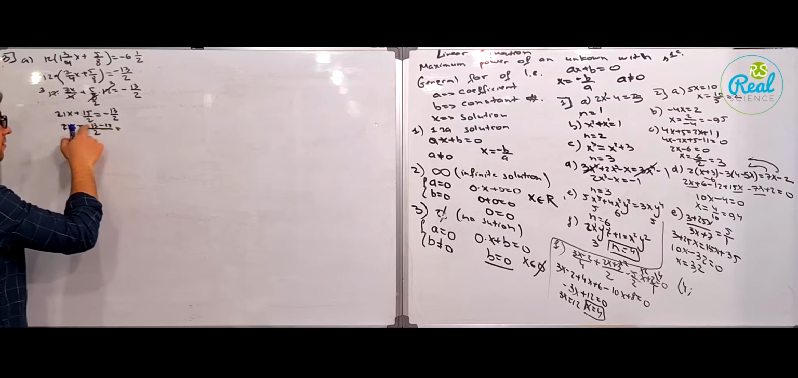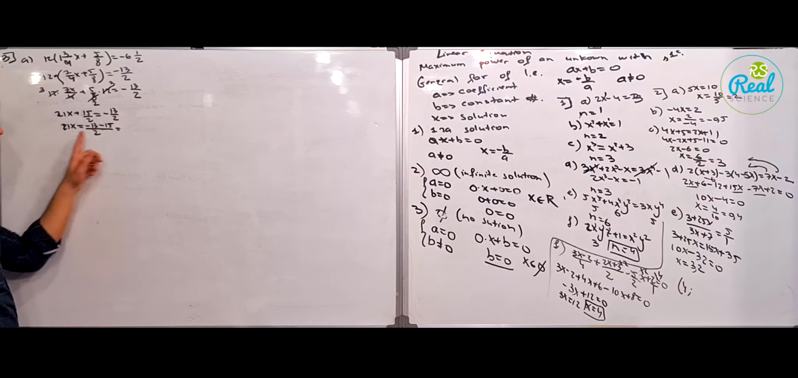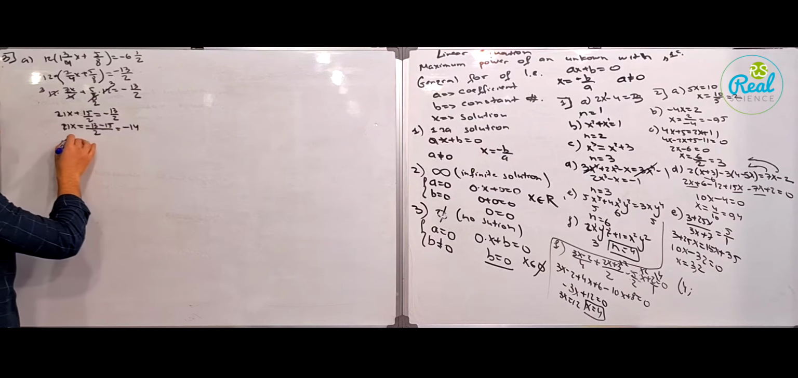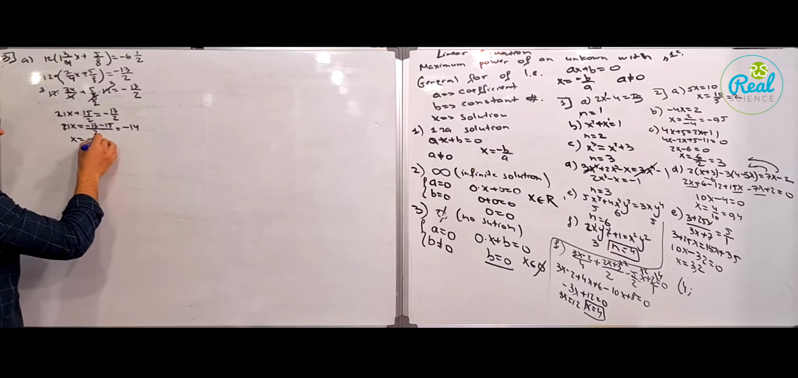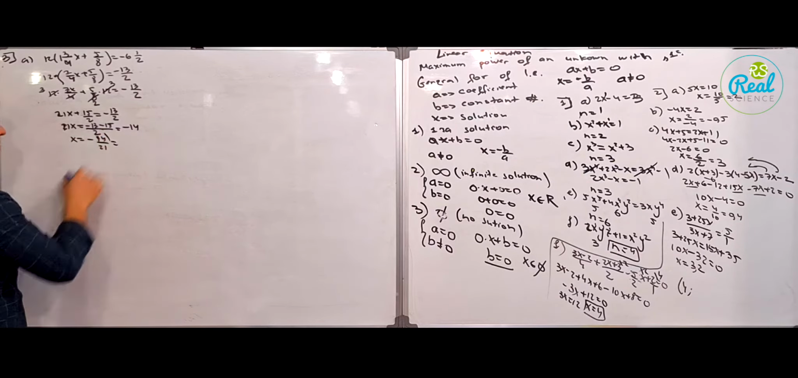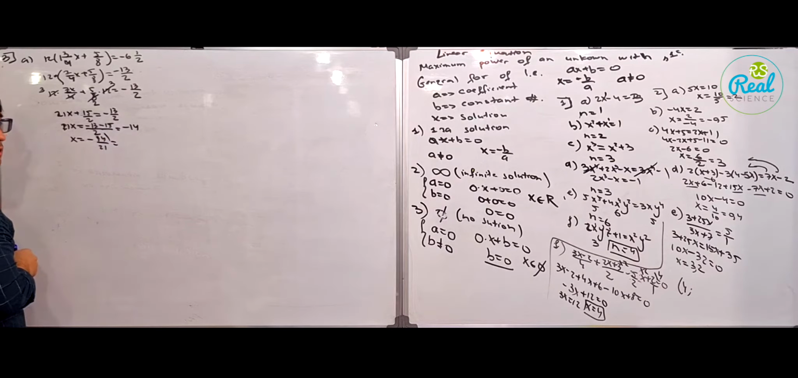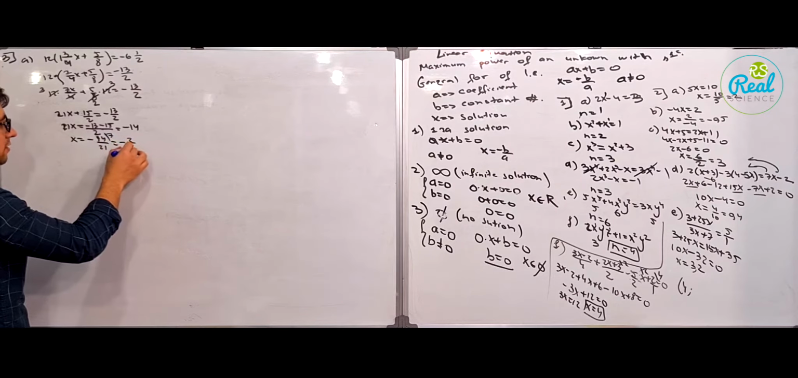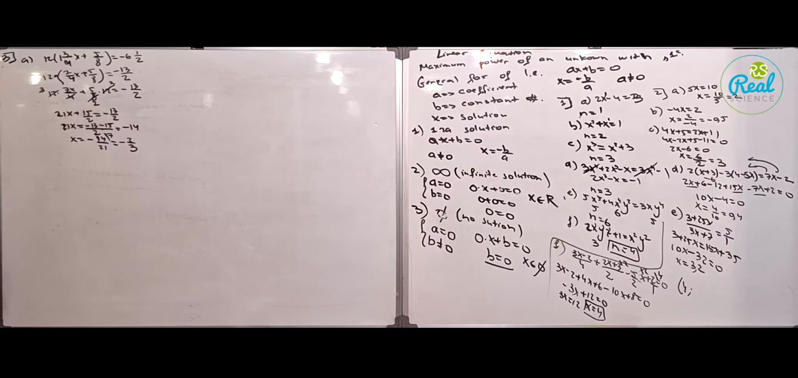So what is the result? Minus 13 minus 15 is minus 28, minus 14, right? So the value of x is minus 14 over 21 and what is the HCD? Yes, it's 7, right? Minus 2 over 3. Okay? Yes, they cancel one another.